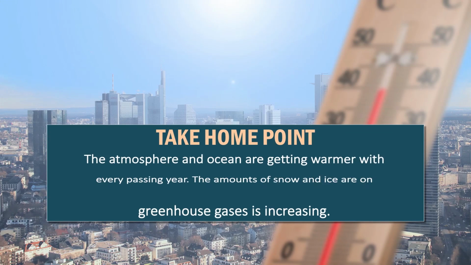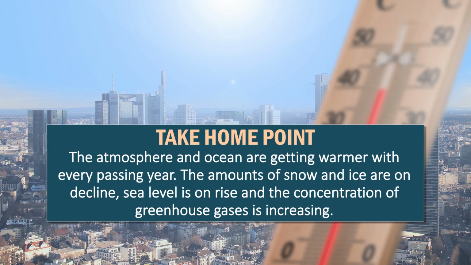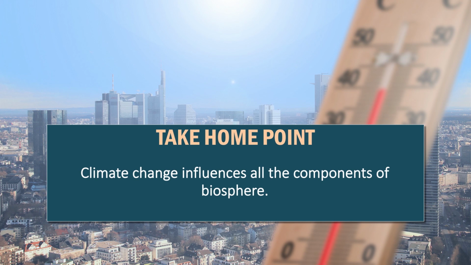The second important message from this session is that the atmosphere and the ocean are getting warmer. Every passing year it is getting warmer and warmer, and that can have a drastic effect on both atmospheric circulation and ocean circulation as well. The amount of snow and ice also started declining, and sea level is fast increasing in the past century because of the changing climate. The last one is that climate change, what we are discussing, is threatening our existence. It can affect all the possible components of the biosphere. So with that, I'll conclude this session.